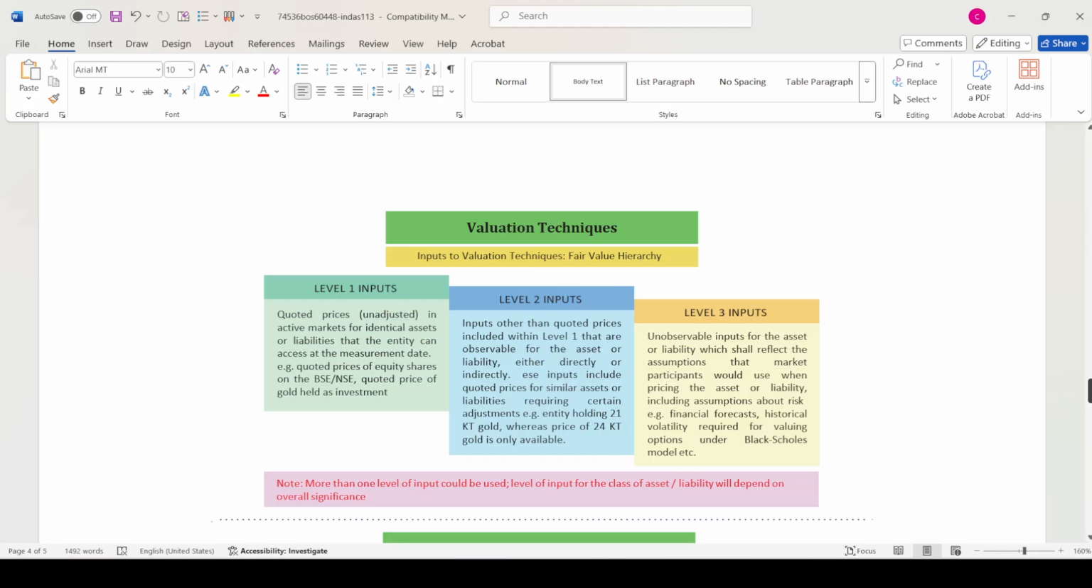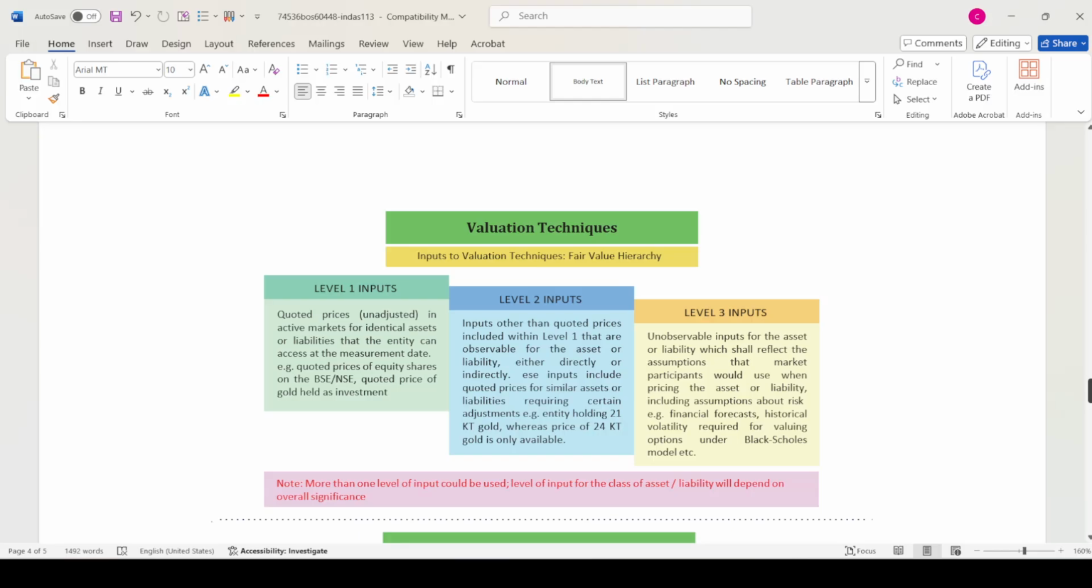Why is this hierarchy given? In order to maintain consistency and so that clarity will be there. Level 1 inputs: if a quoted price is available for an identical product. Like if you take 24 karat gold, the quoted price is available for 24 karat gold. We will have a 24 karat gold price in the market, right? We will take that price and determine the value of the asset.